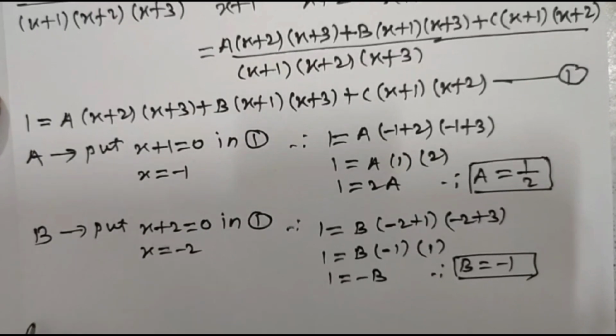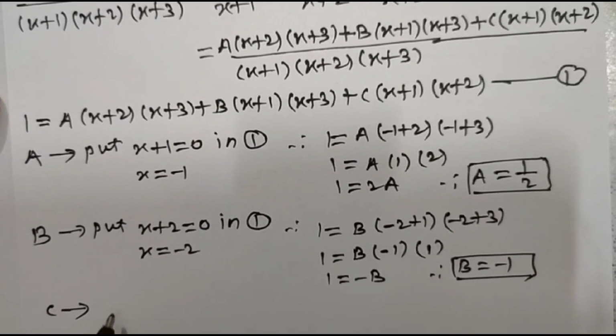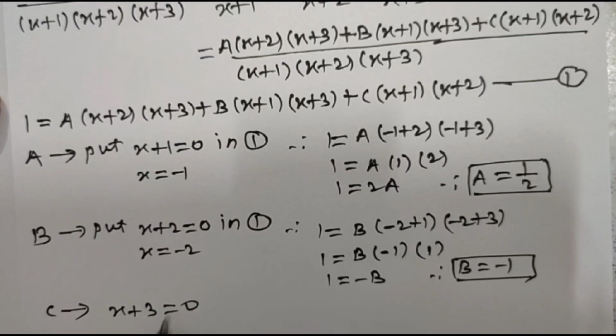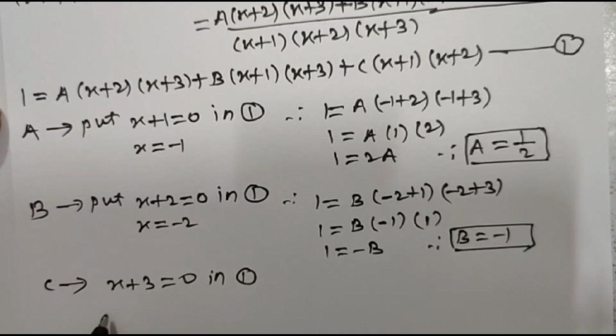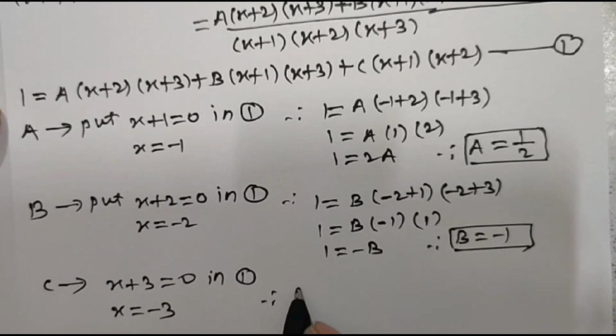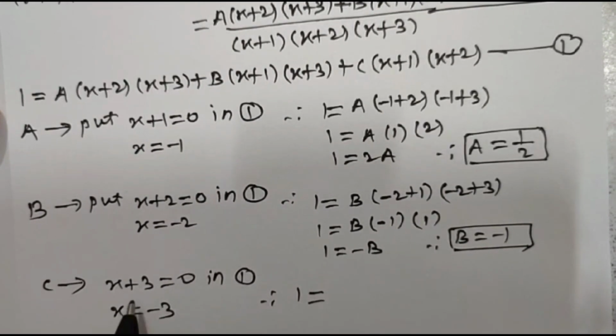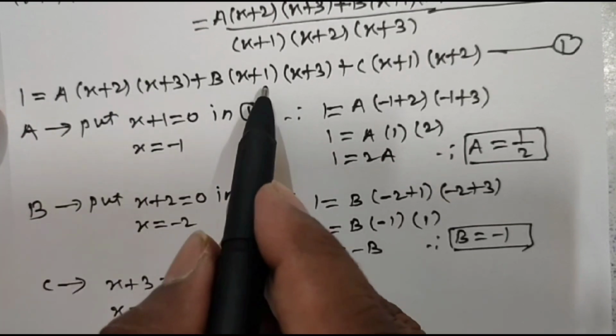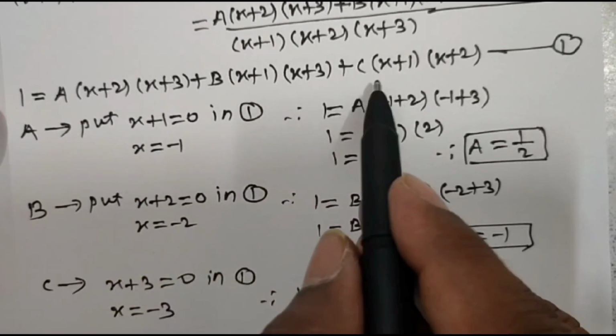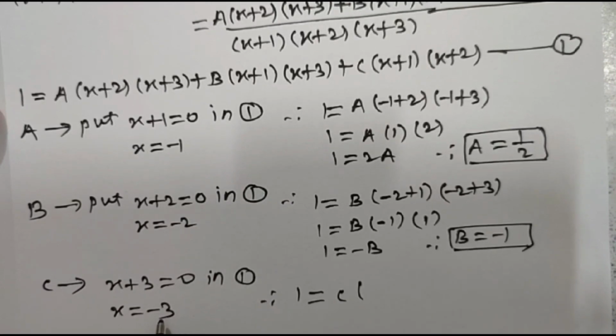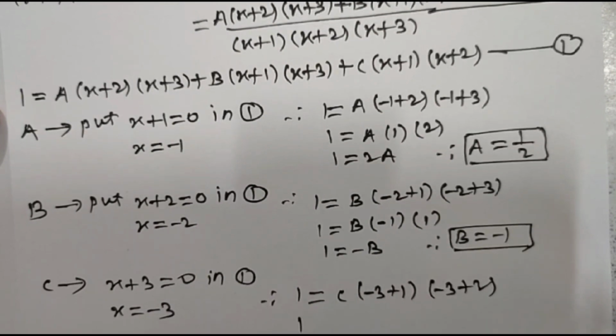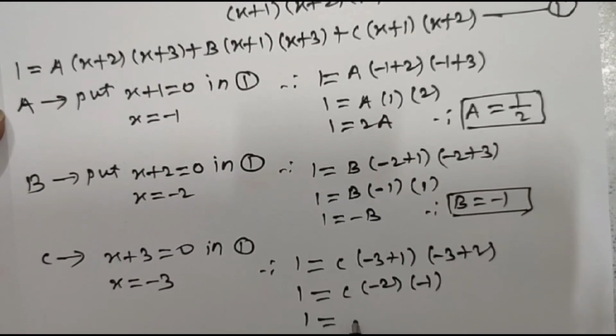Let us find the value of the arbitrary constant C. Substituting x+3 = 0 in equation 1, x+3 = 0 means x = -3. Now if we substitute x+3 = 0, the first term becomes 0 and the second term becomes 0. Hence 1 = only the third term, C(x+1)(x+2), replacing x by -3: C(-3+1)(-3+2). Hence 1 = C times -2 times -1, so 1 = 2C, and this gives C = 1/2. This is the value of the arbitrary constant C.